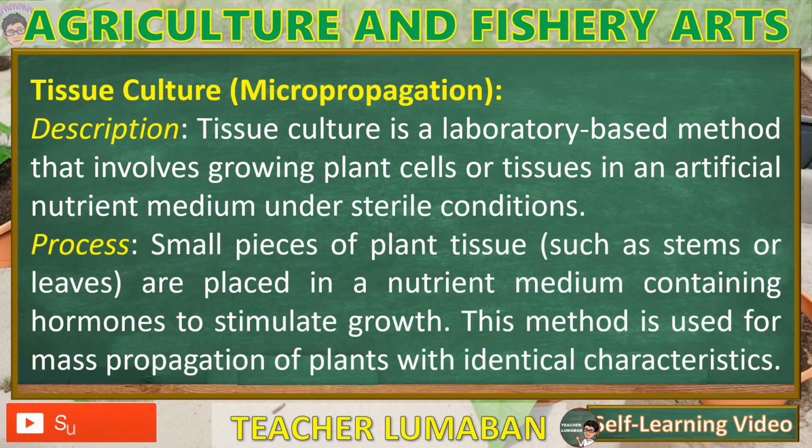Process: small pieces of plant tissue, such as stems or leaves, are placed in a nutrient medium containing hormones to stimulate growth. This method is used for mass propagation of plants with identical characteristics.